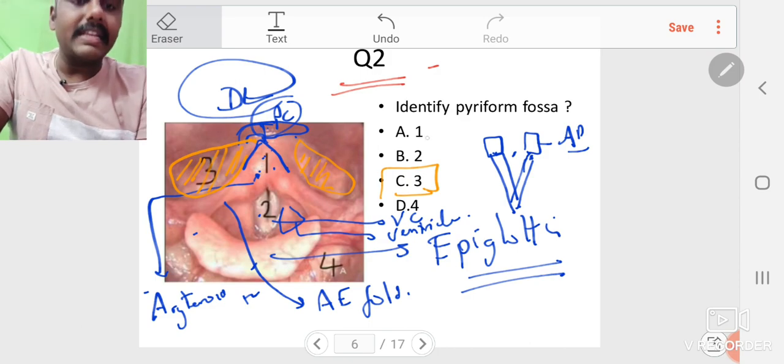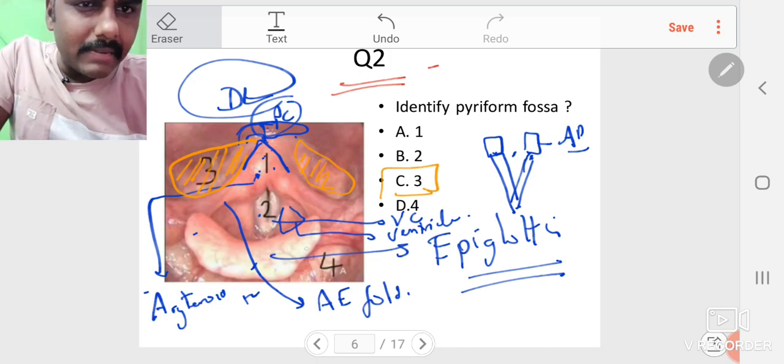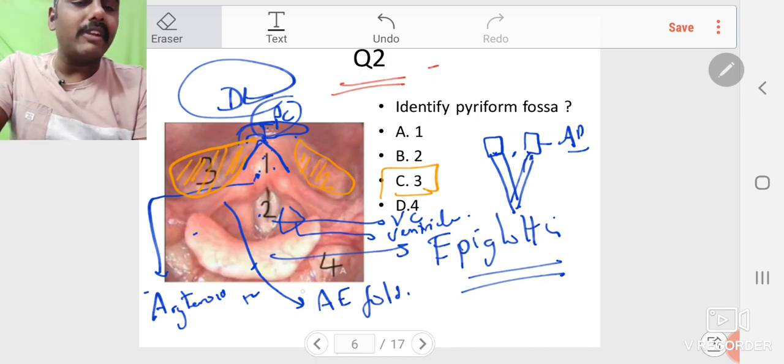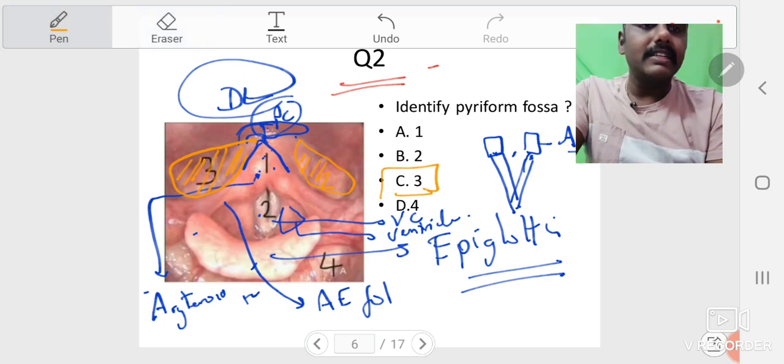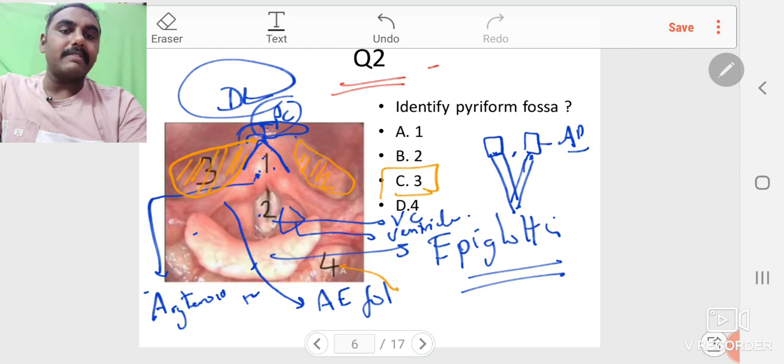One is arytenoid, 2 is a true vocal cord, 3 is this pyriform fossa, 4 is marked somewhere between the front of the epiglottis, that is in fact in the vallecula area. Vallecula is a projection between the epiglottis and the part of the tongue. Okay, that is marked in the vallecula area.